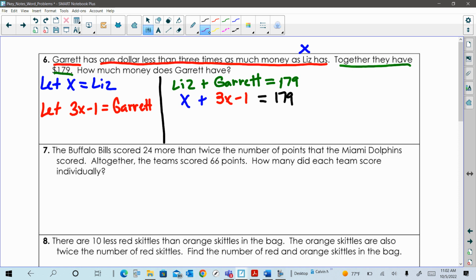What does this equation get simplified to? 4x minus 1. Yes, good. 4x minus 1 equals 179. Now, we need to add 1 to both sides. 4x equals 180.